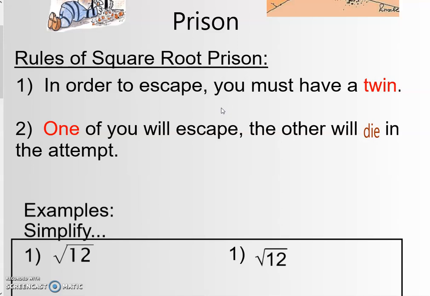Now, how does a number escape from a square root prison? Well, there are two rules that govern square root prisons. First of all, in order to escape, you have to have a twin, a number that looks exactly like you do. Then the rule is that one of those two twins will escape. The other, and this is where it takes a turn for the gruesome, will die in the attempt. It won't get caught. It won't get returned to prison. It disappears entirely, which I know is a grim take, but let's take a look at how this metaphor might help us simplify square roots.